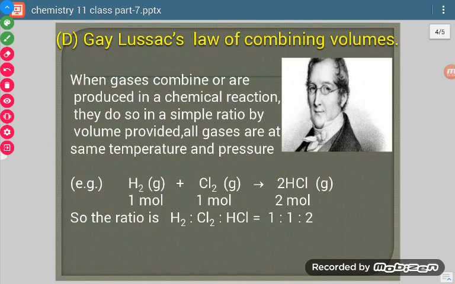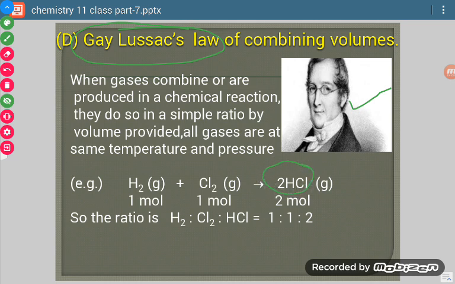Now we come to the next law. As the name suggests, this law was given by Gay-Lussac. This is Gay-Lussac. Now what is the law? See, this law is for gases. Here this is the product formed in gaseous state, this is the reactant in gaseous state, this is the reactant in gaseous state. So these two reactants have combined in a gaseous state to form this particular product in gaseous state.